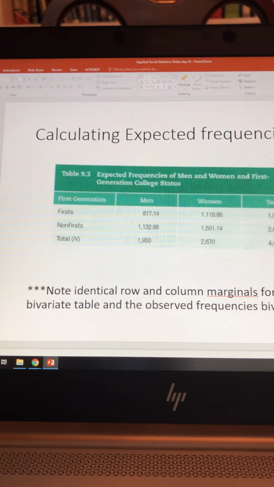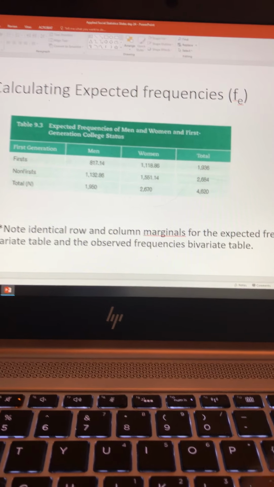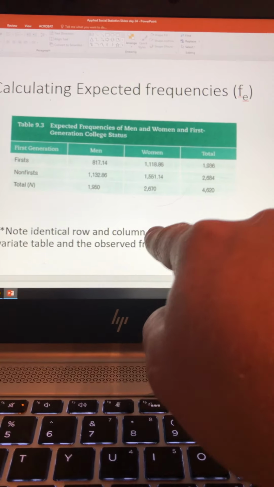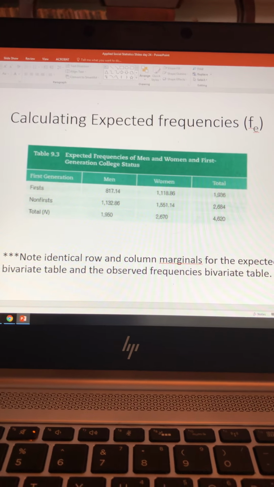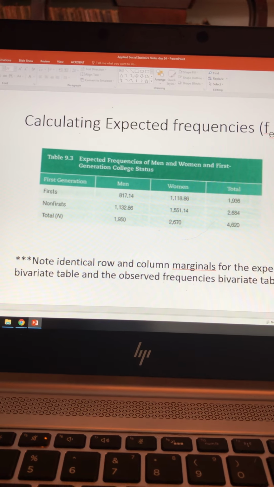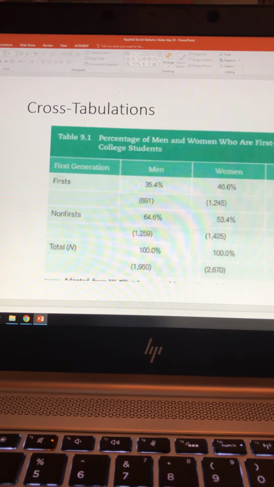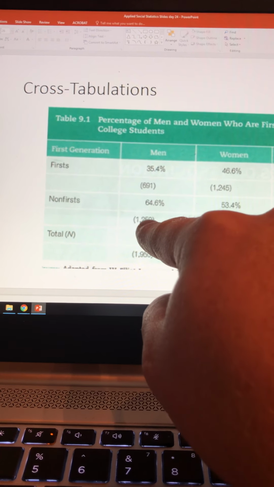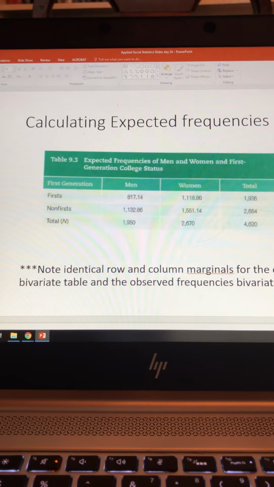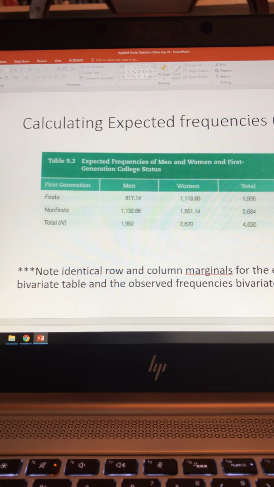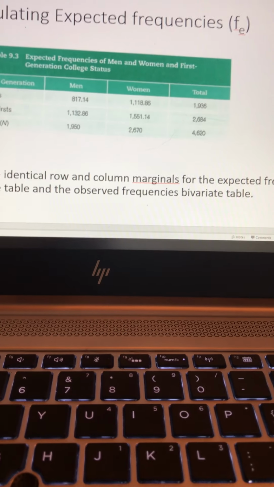The last thing I want to point out, and this is one of those places I always like to add in little checks to see if you're on the right track, if you've made an error. You should always get the same row and column marginals for the expected frequencies that you did for the observed. And it makes sense because the expected frequencies are based on the observed row and column marginals. So look at the observed, 691 men first, 1259 men non-first. You add those up, 1950. You'll get the exact same marginals in your expected frequencies. So that'll be a way to check and make sure you've done the right calculations. The cells will be different, but the marginals will always be the same. Okay?